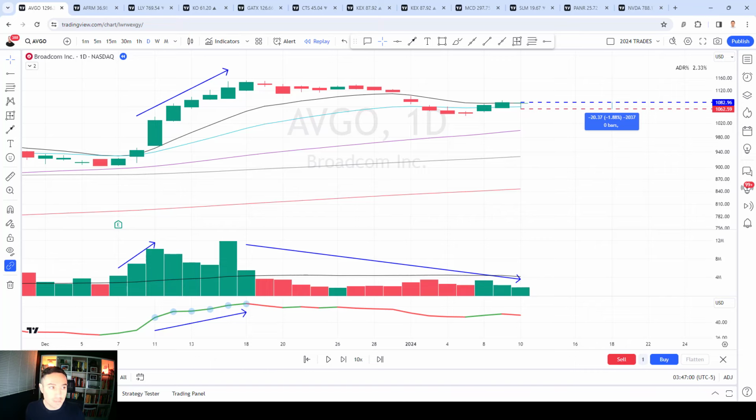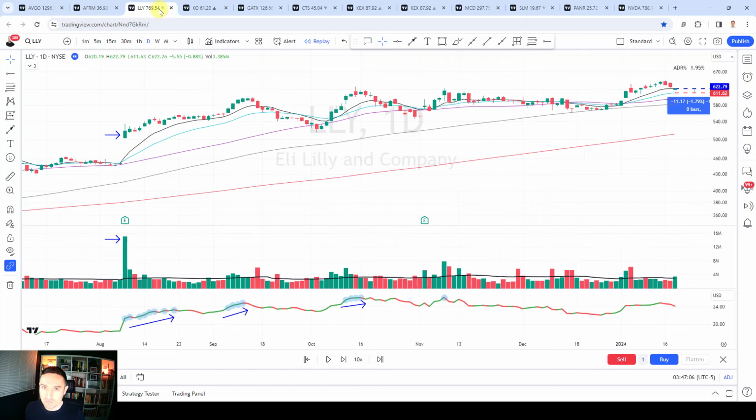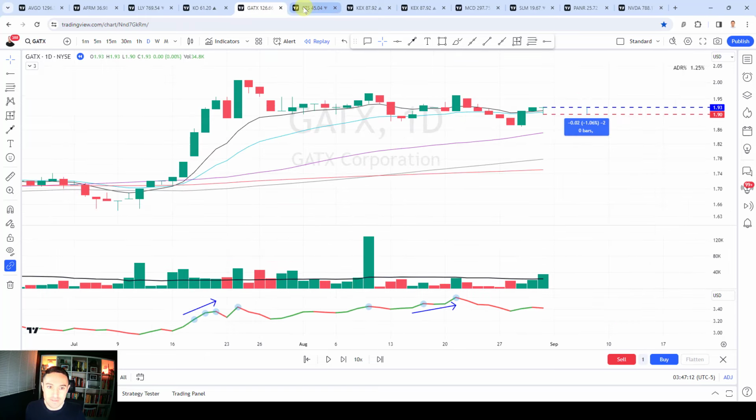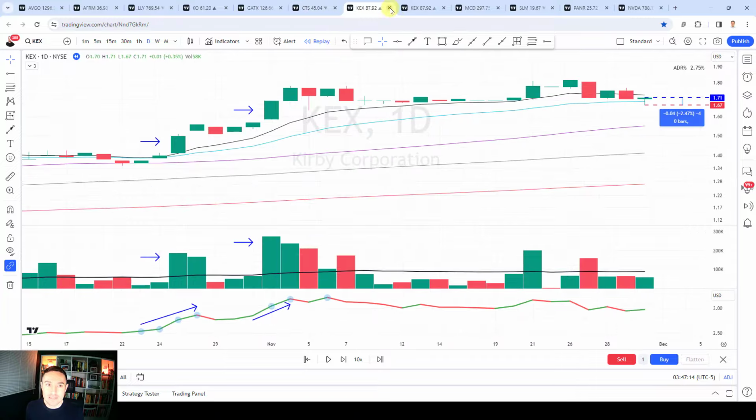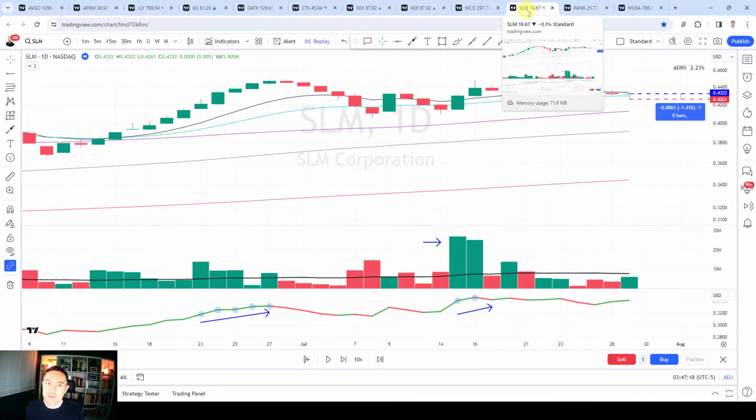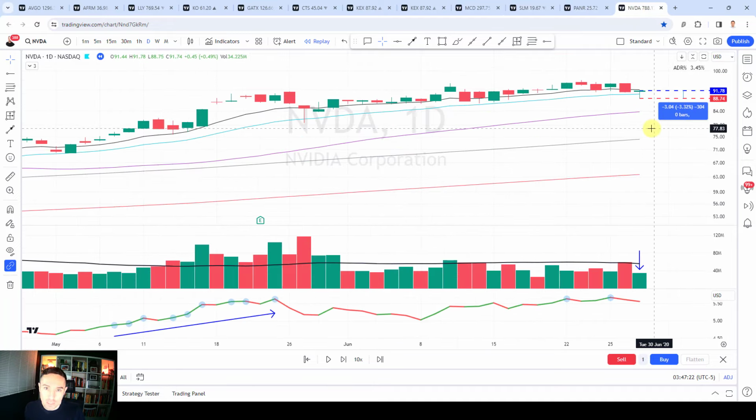These are the ones we're going to be going through. We're going to be going through Broadcom from 2024, Affirm from 2023, Eli Lilly from 2024. Then we're going to go back in time: Coca-Cola from the 1960s, Gatex from the 1970s. I'm going to be showing you these historical examples just so you can really start to familiarize yourself with the pattern recognition for specifically what it is that you are looking for, and how you are looking to trade these shakeout demand tail setups. So I really hope you're going to enjoy this video.